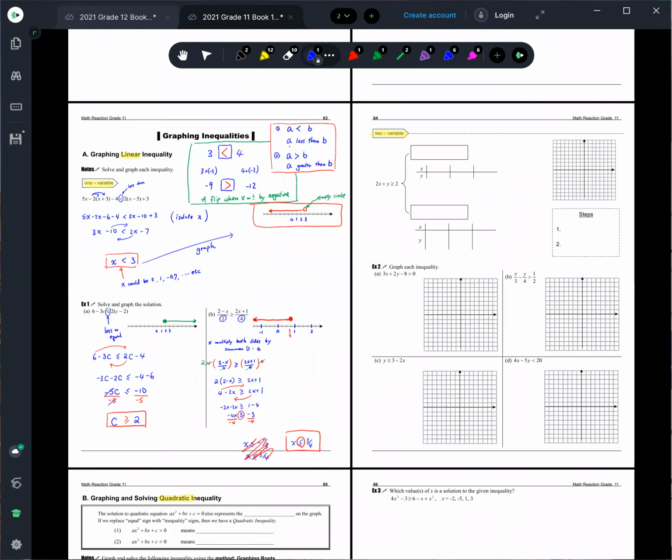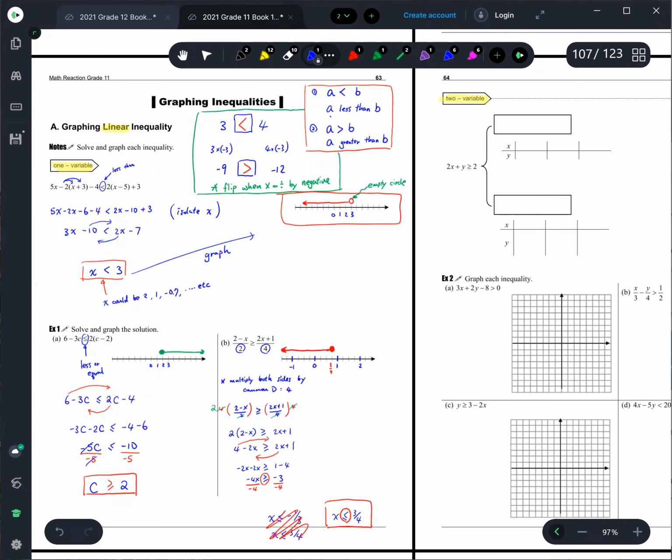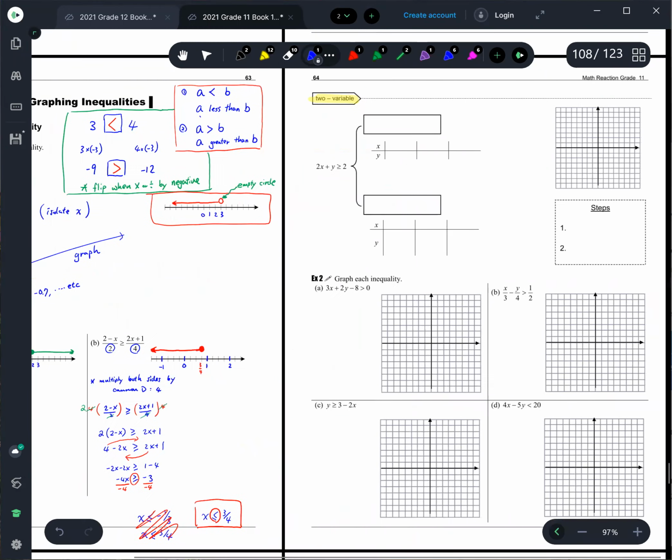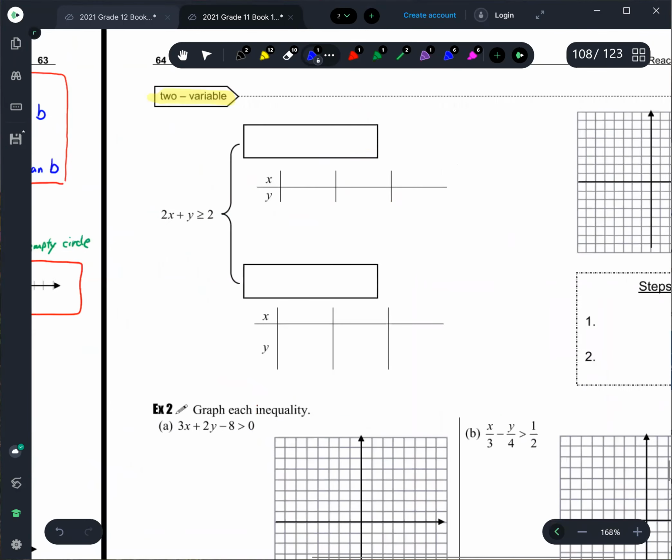So before the break, we just went over one variable, right? How to isolate x and why we need to flip the sign when you divide or multiply by a negative. So now we are moving on to two variables. Two variables will look like this, okay?